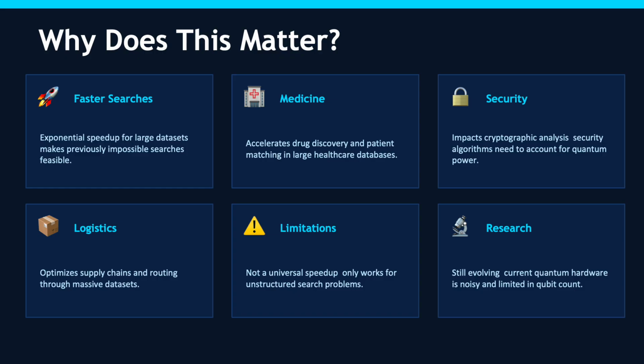The potential benefits touch many different fields. In medicine, faster searches could help researchers find patterns in patient data more quickly, potentially leading to earlier diagnosis of disease or faster drug discovery. In logistics, companies could optimize routes and inventory in real time. In cybersecurity, security researchers could test the strength of encryption more thoroughly.